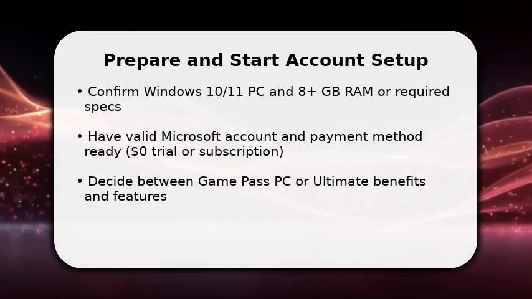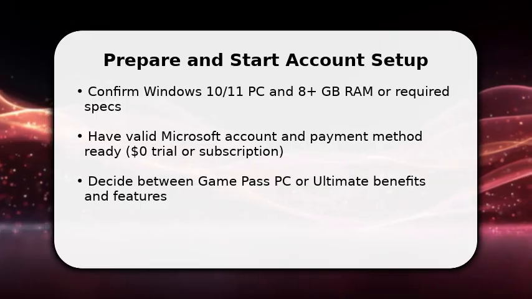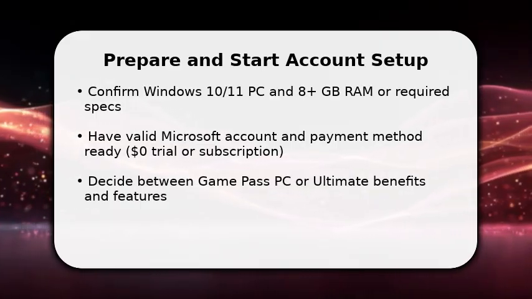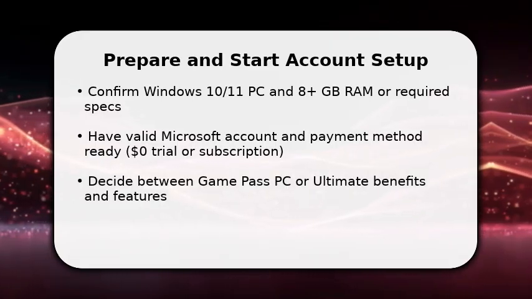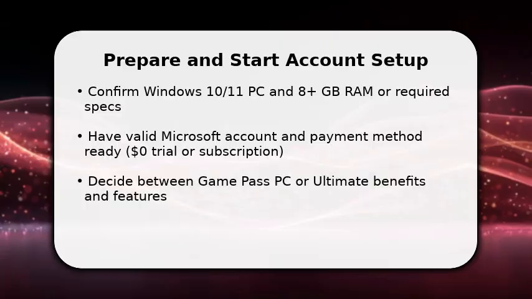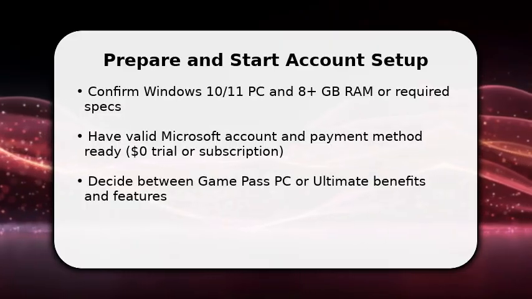You begin by verifying system compatibility and signing into your Microsoft account. This gets you into the ecosystem quickly. Once done, open the Microsoft Store app and search for Xbox Game Pass. You'll see options for PC or Ultimate.